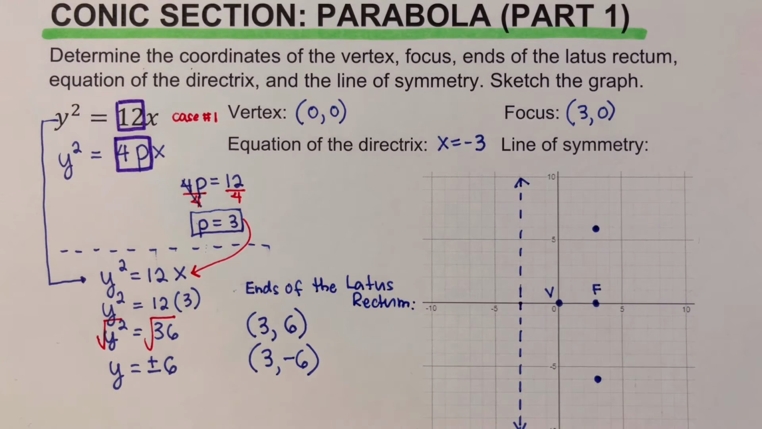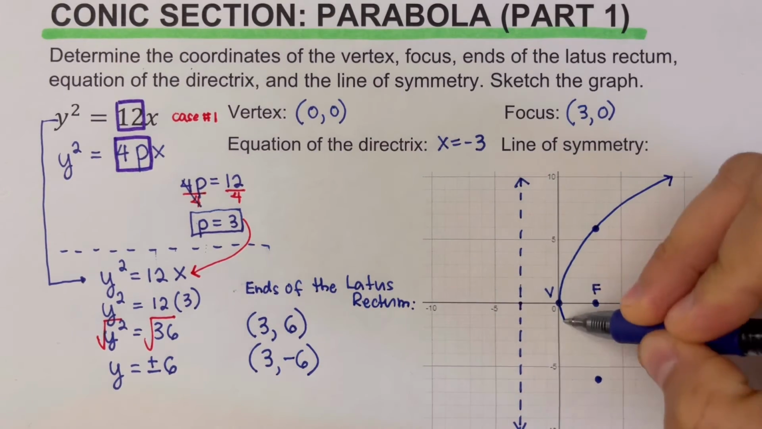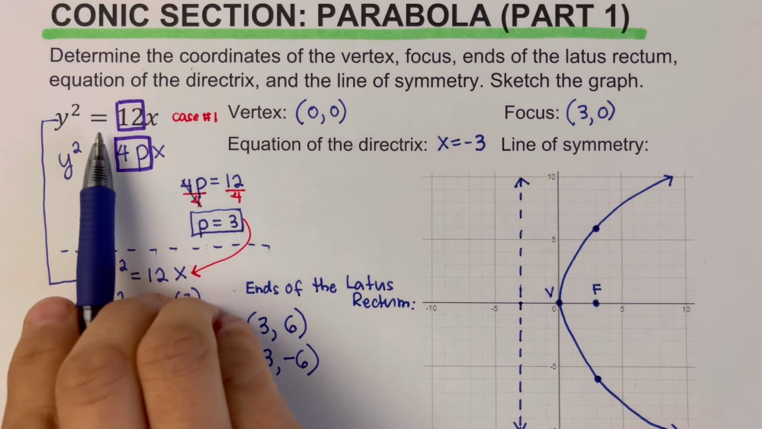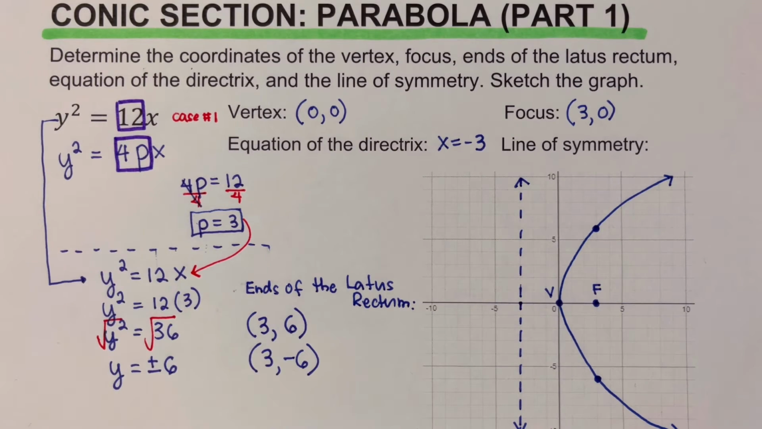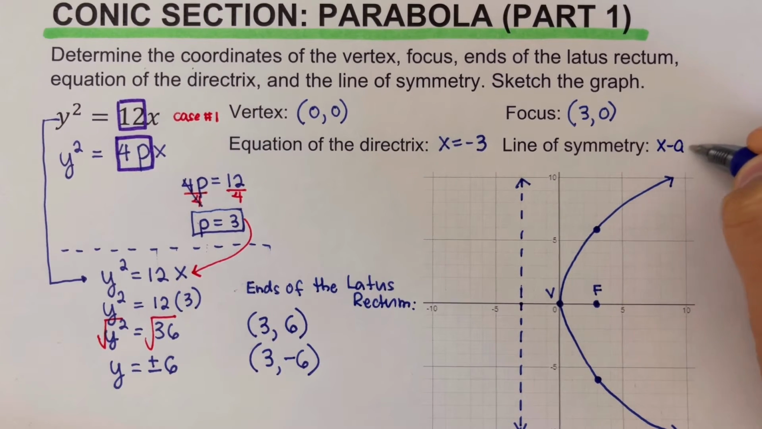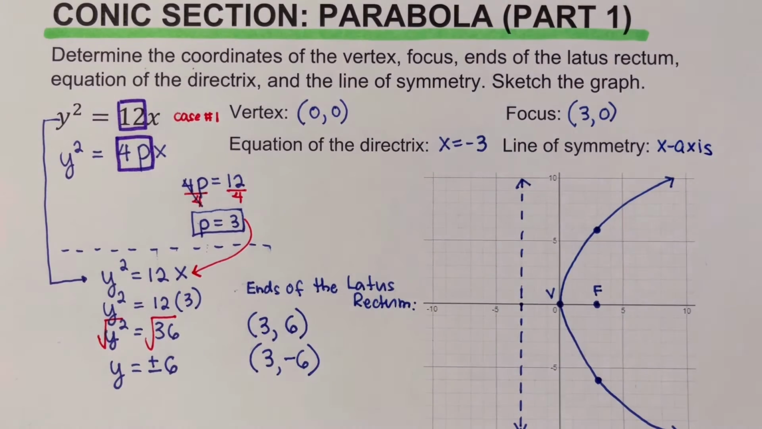So from here, we can sketch already the parabola. So this is the sketch of this equation, y squared is equal to 12x. And our line of symmetry is the x-axis. So I'm just going to go ahead and label that up here. So we already have solved the first problem. Now let's move on to the second example.